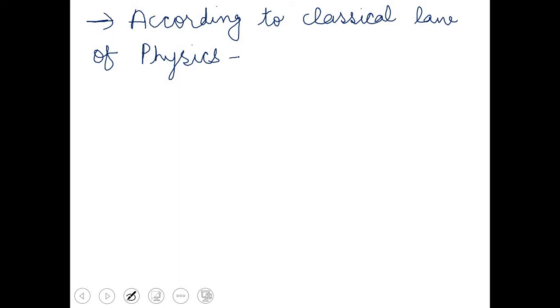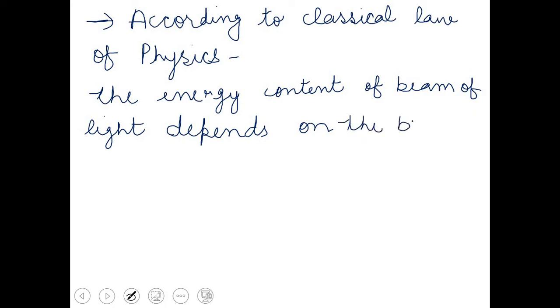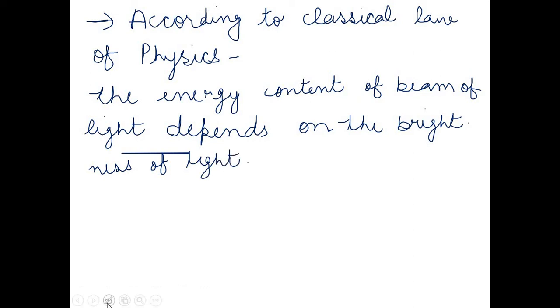the energy content of a beam of light depends on the brightness of the light, the intensity of the light. So the energy content of the beam of light depends on the intensity of light, on the brightness of light. That was according to classical law of physics. So the points which we have discussed just now could not be explained on the basis of classical law of physics.